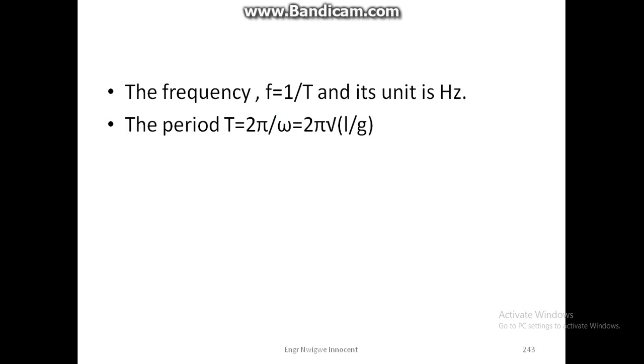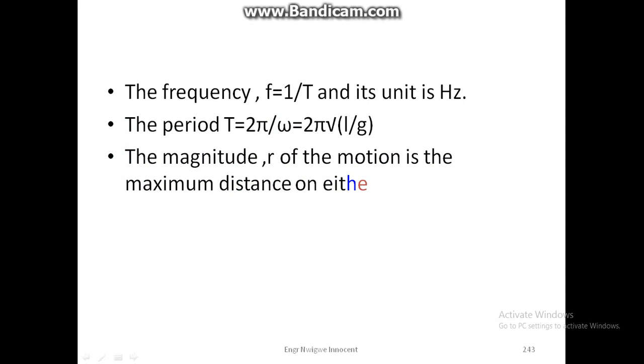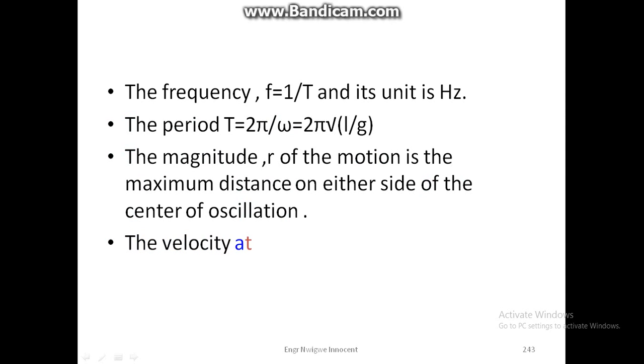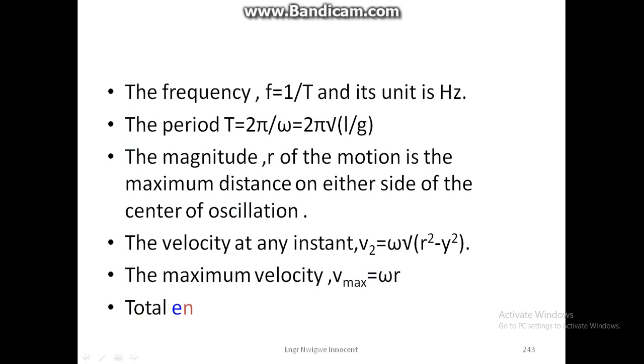over g. The amplitude r of the motion is the maximum distance on either side of the center of oscillation. The velocity at any instant v is equal to omega square root of, in brackets, r squared minus y squared. The maximum velocity v max is equal to omega r. Total energy is equal to half m omega squared a squared.